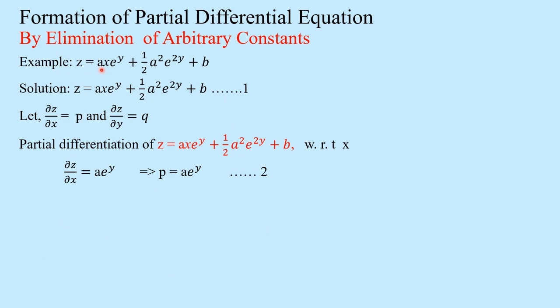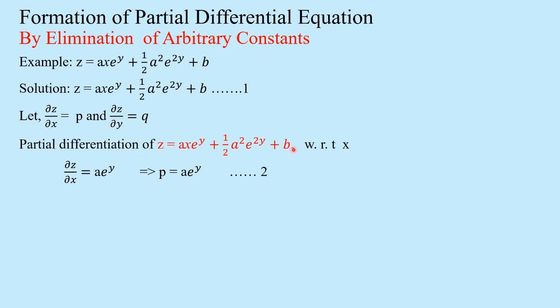In this example, a and b are arbitrary constants. x and y are independent variables. Here the number of independent variables is equal to the number of arbitrary constants. So we get a linear PDE. p is equal to this, q is equal to this.